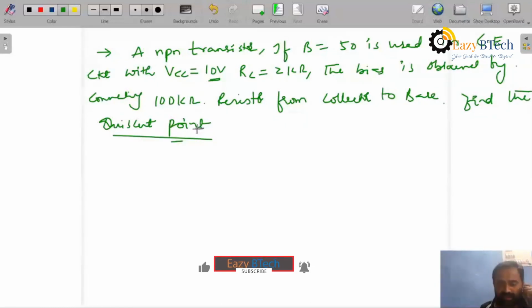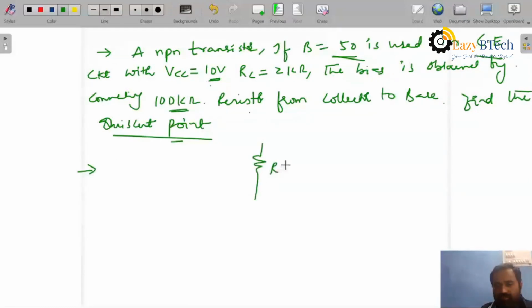Okay, students, I hope you understand this very clearly. An NPN transistor, if beta is 50 in a CE circuit with VCC 10 and RC, and the bias is obtained by connecting a 100 kilo ohm resistor from collector to base. It means the circuit is like this. It is like a base collector feedback network. Here it is RC. Here this value is 100 kilo ohm. This value is 2 kilo ohm.